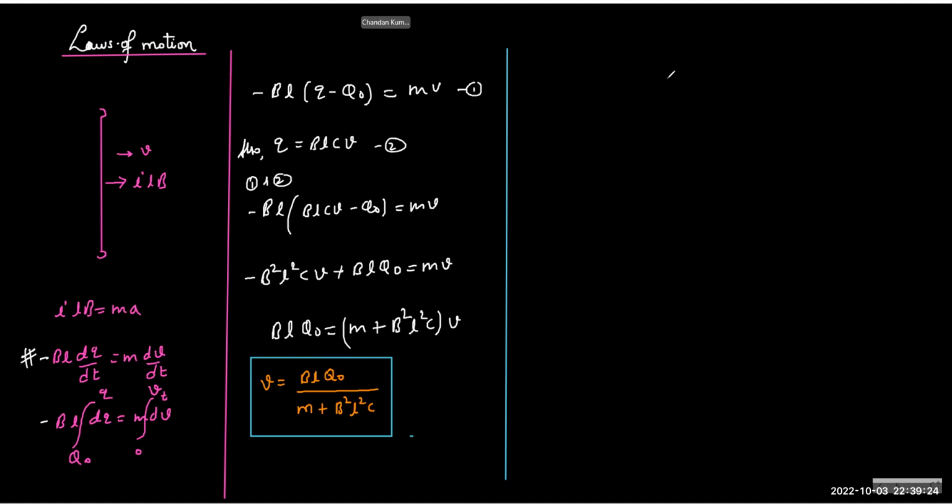Sir, I'm not able to hear you. Yeah, so once you get the V, you can substitute the V in the formula to get the charge value, right? So Q equals how much? BL CV, which is B square L square C Q naught.